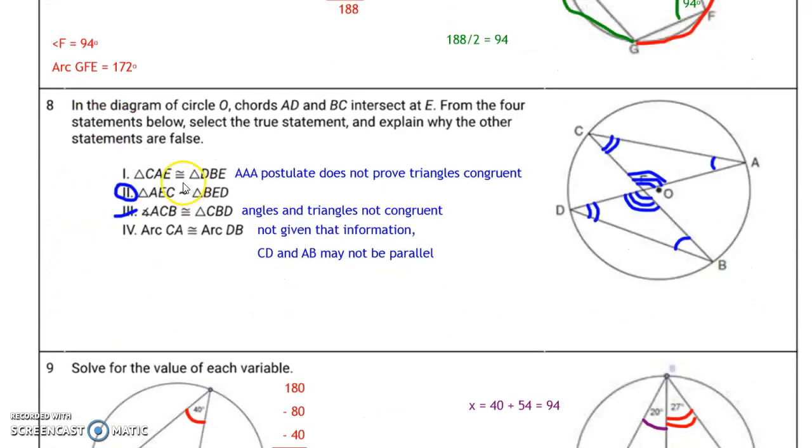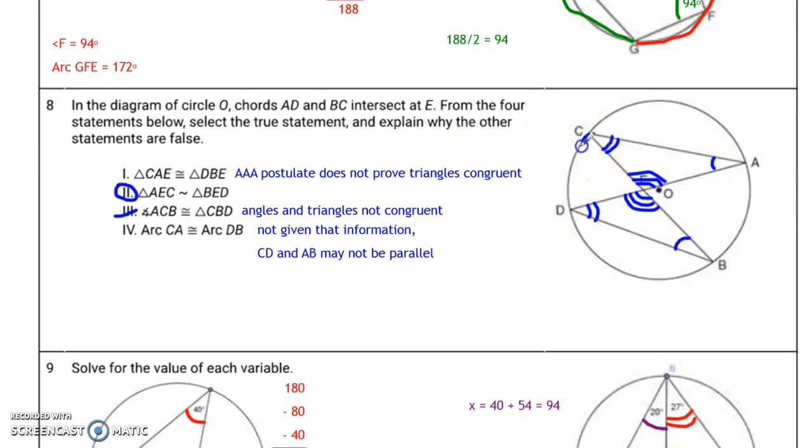For number 8, the correct answer was statement 2, that these two triangles are similar. How do we know they're similar? Well, I see angle A here and angle B here. They both open up onto the same arc. They both open up to arc CD. See how this arc, let me outline it for you here.